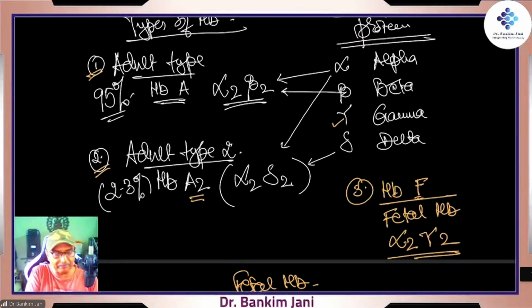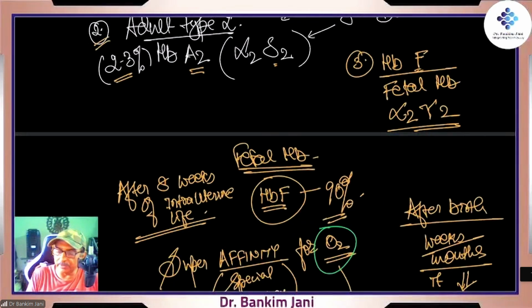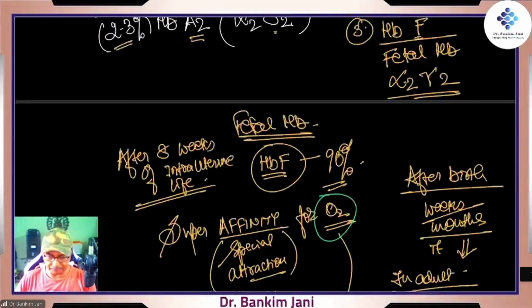The adult type, which comprises 95% of the hemoglobin, is alpha 2, beta 2. That means 2 chains of alpha, 2 chains of beta. In the case of hemoglobin A2, 2 to 3% of hemoglobin comprises alpha 2 and delta 2. Gamma is associated with the fetal hemoglobin, so this is alpha 2, gamma 2. And it is this gamma chain which has tremendous affinity for oxygen.